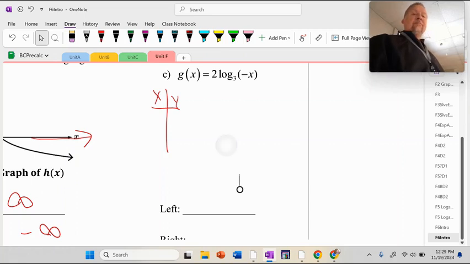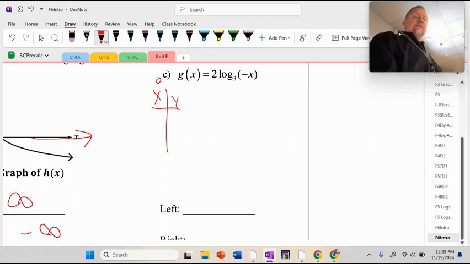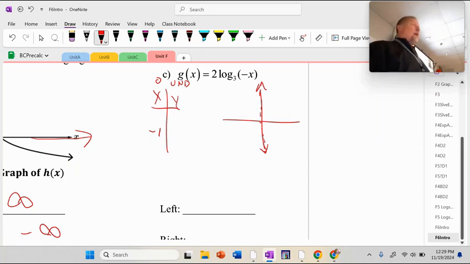What would I plug in? Can I plug in 0? And that's what we really want to search for is the 0 value. What happens at 0? What's log base 3 of 0? Undefined. So that means this is where your asymptote is. But then what am I allowed to plug in next? 1? No. 3? No. What do I have to plug in? Negative 1.